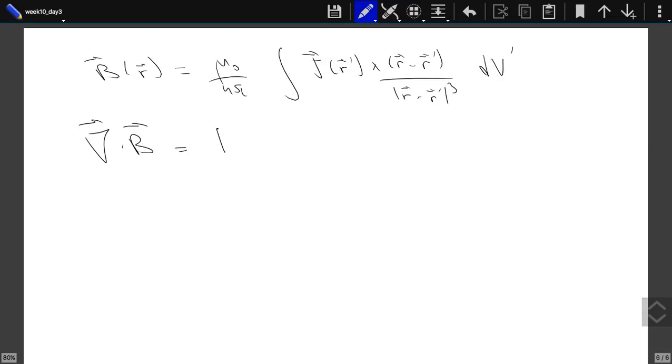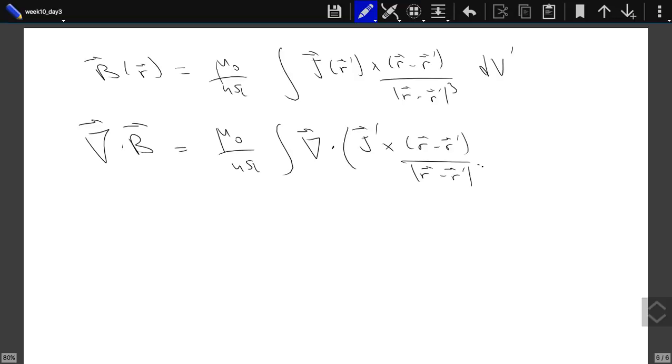Well, this is equal to mu 0 over 4 pi, divergence of j prime cross r minus r prime over the magnitude of r minus r prime cubed. Again, I repeat, this is the divergence with respect to the coordinates of r, not r prime. And j prime only depends on r prime.